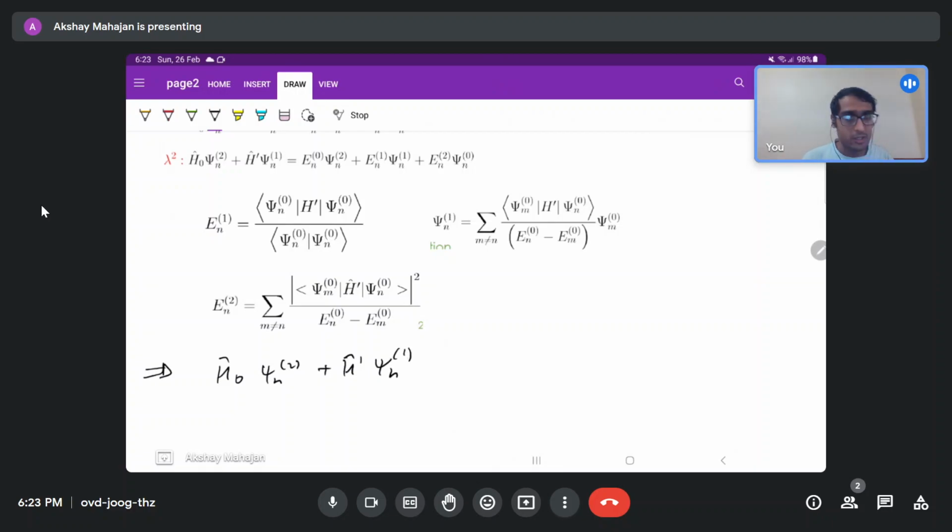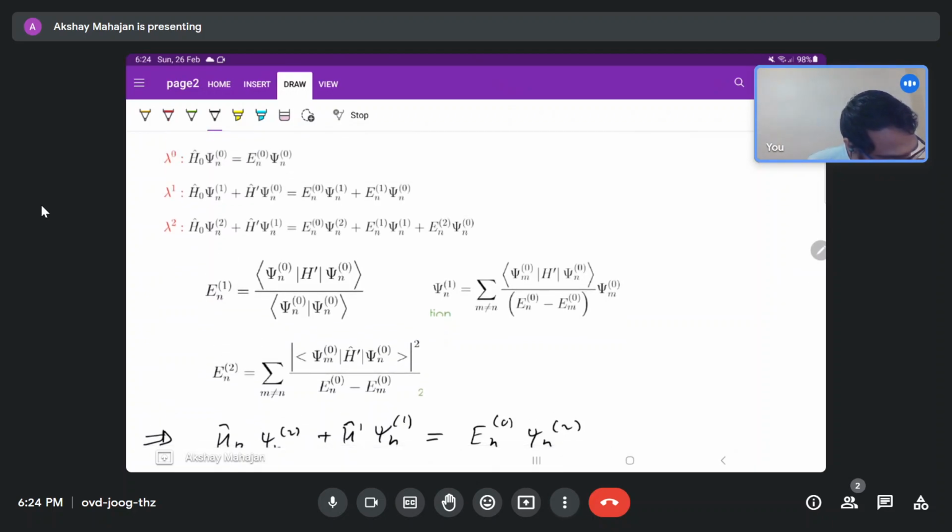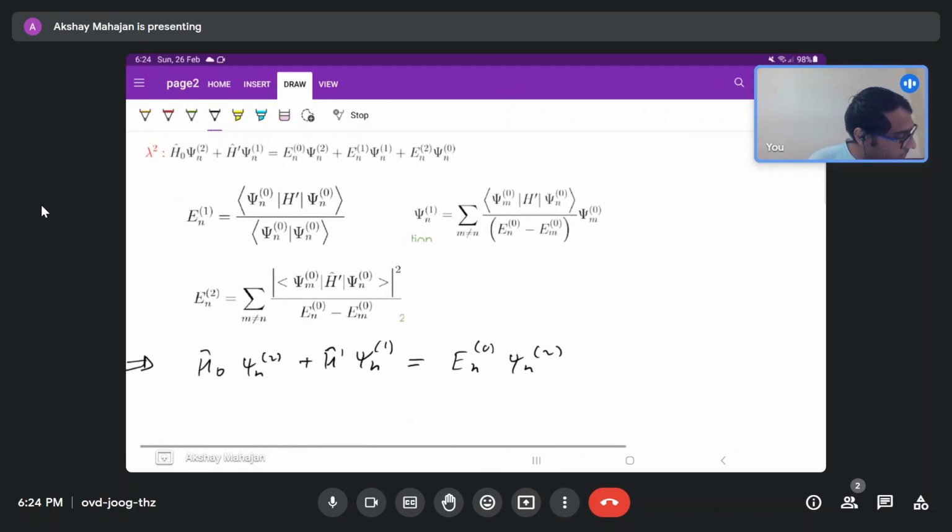It is similar to what we did in the class for this psi n of 1. How we solve for them. So we just solve it for this second order energy correction once. 0th order psi of the second order term. We want the second order correction, yeah. So we do this lambda square term.